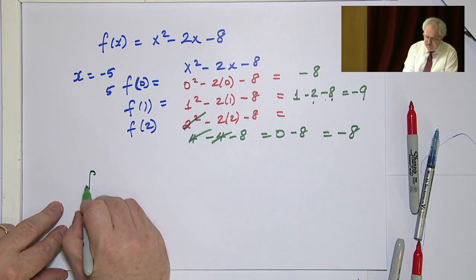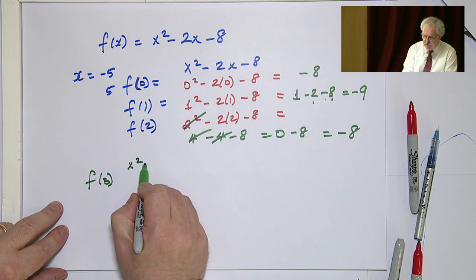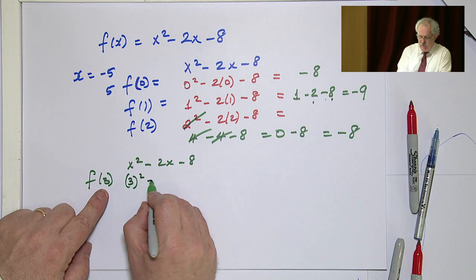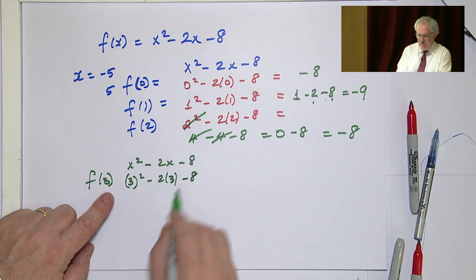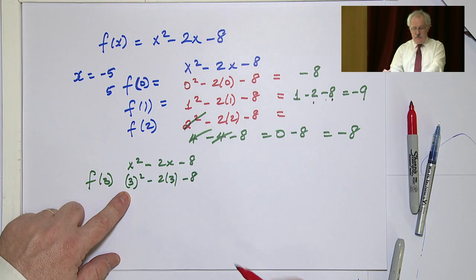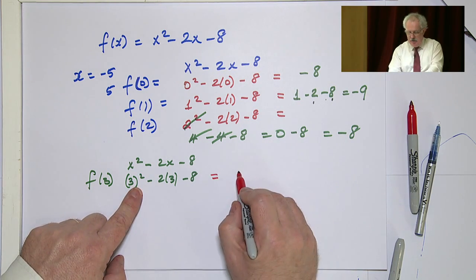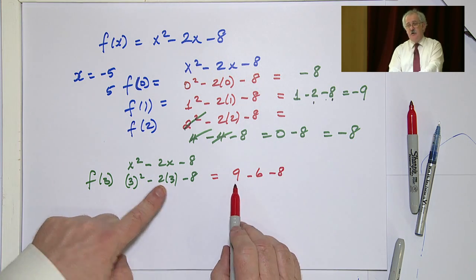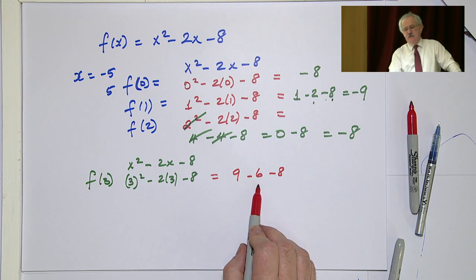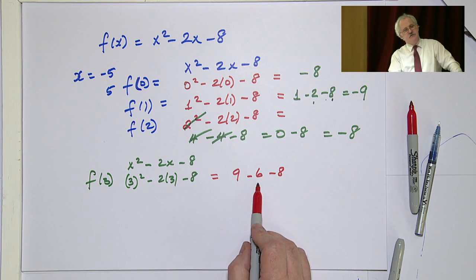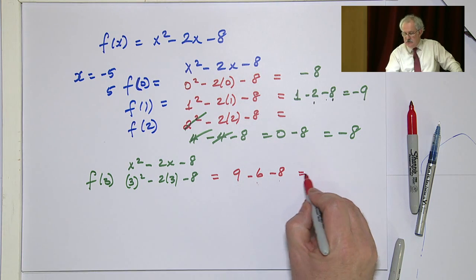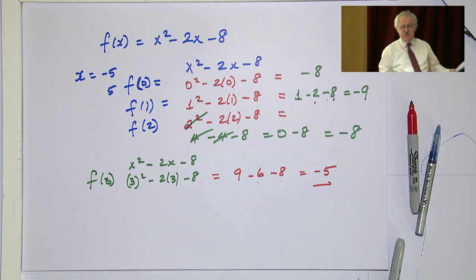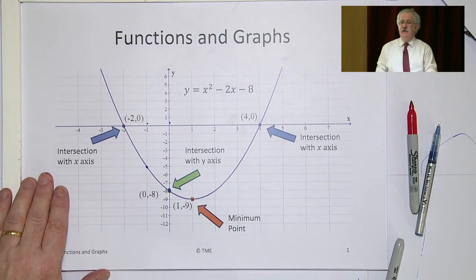So if you want to try just f(3), we do that one. x squared minus 2x minus 8. 3 squared minus 2 times 3 minus 8. 3 squared, 3 by 3, is 9. 2 times 3 is 6, minus 8. So 9 steps east, minus 6 west, minus 8 west. 9 minus 6 is 3, minus 8 is minus 5. Okay? And we do that, and that happens to be the graph of x squared minus 2x minus 8.